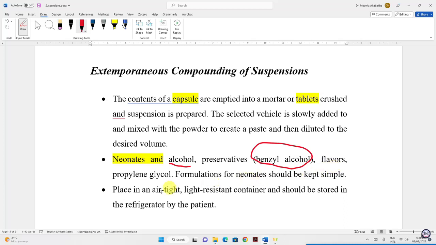Flavors also can cause problems in neonates. Propylene glycol can cause problems. So you want to avoid anything except the drug and the vehicle as much as possible. Okay.